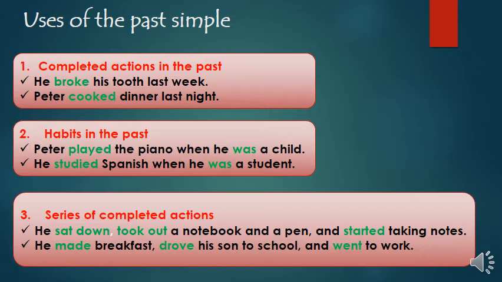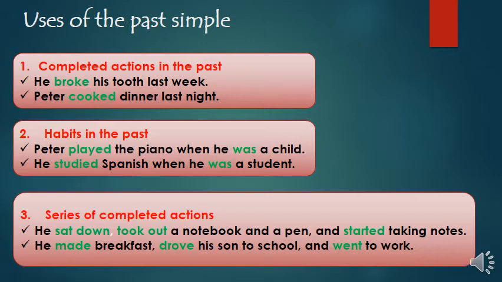The second use of the past simple tense is habits in the past. When we say habits in the past, it means things or actions that you used to do a very long time ago. Example, Peter played the piano when he was a child. So this is an old habit. When he was a child, he used to play the piano. He studied Spanish when he was a student. So this is also another example which shows a certain action that already happened in the past.